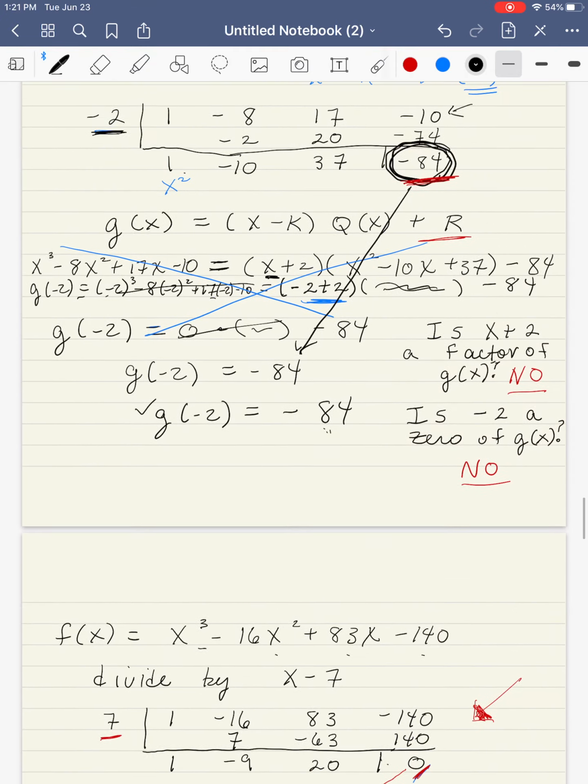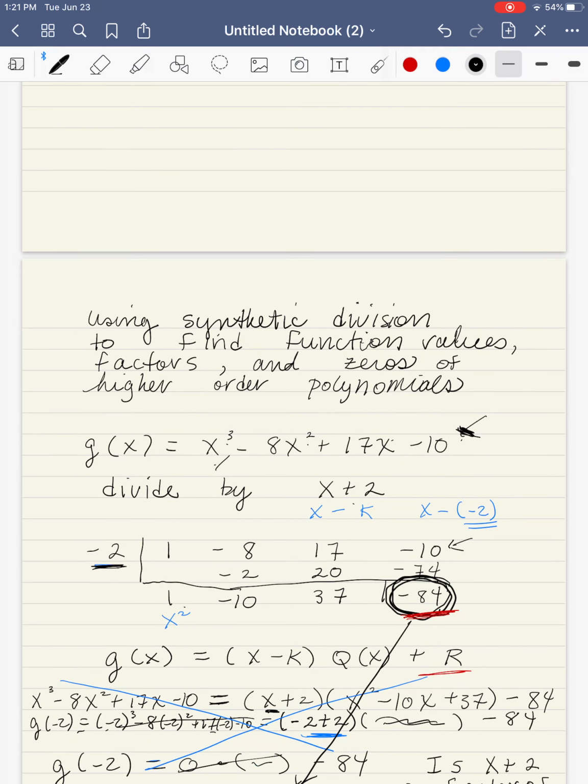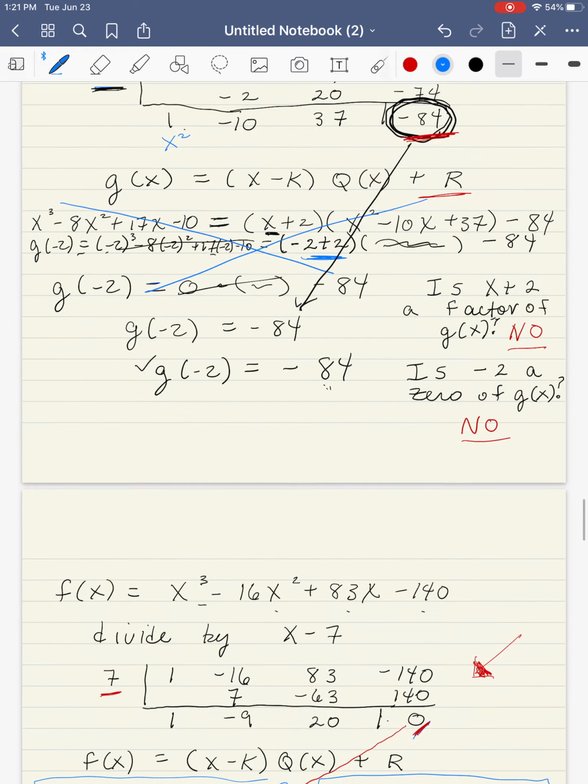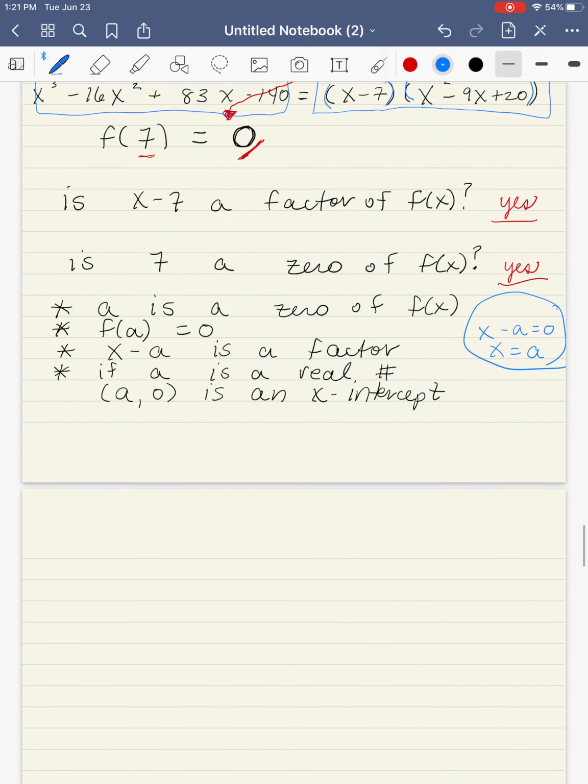So in the previous video, we learned how to do synthetic division and get a quotient and a remainder to actually do the division. What we learned in this video was how to use that same synthetic division to find function values, f of something, what is that equal to? And that answer was a number. We also found factors to see yes or no, something is a factor of a polynomial, and yes or no, is some number a zero of a polynomial.